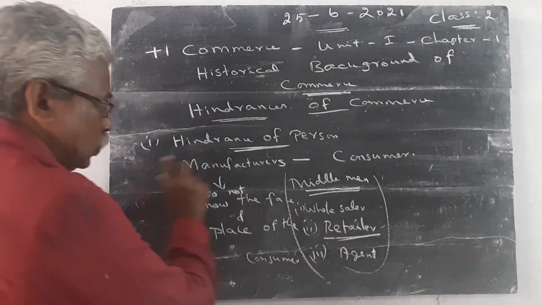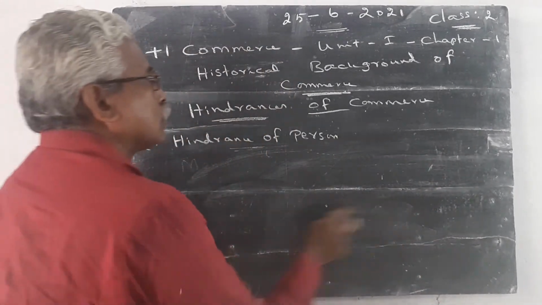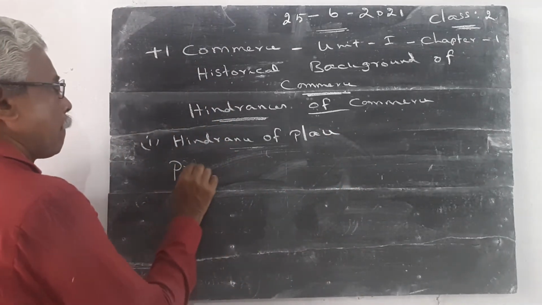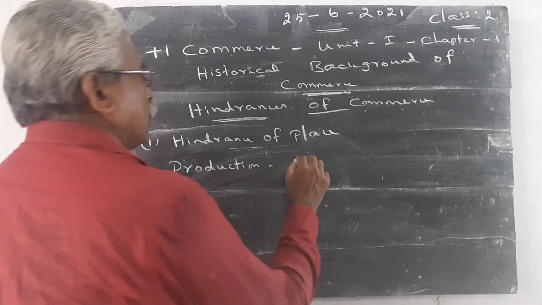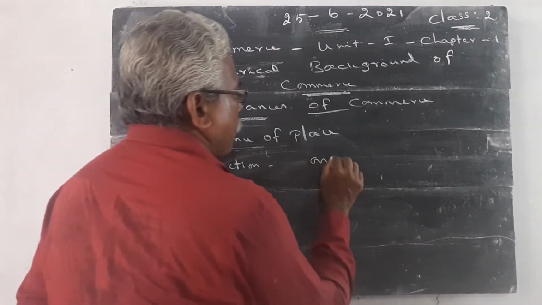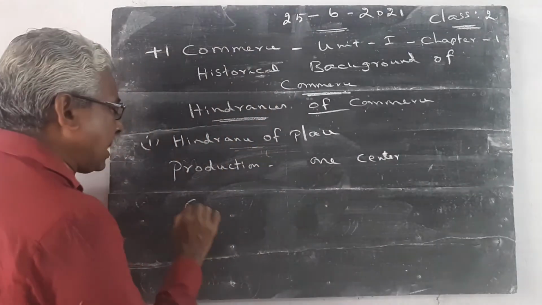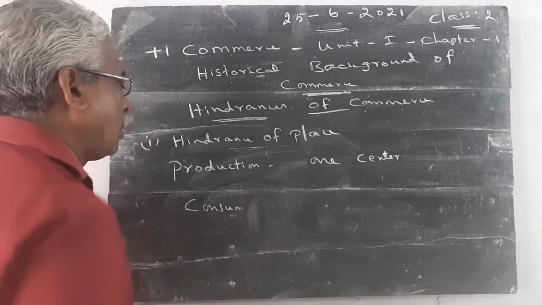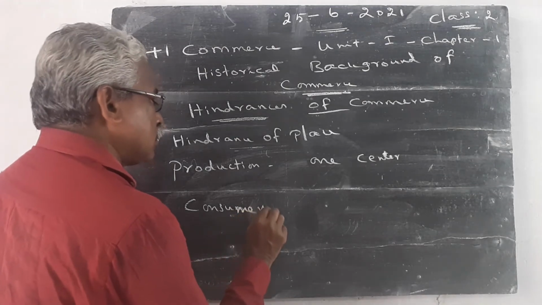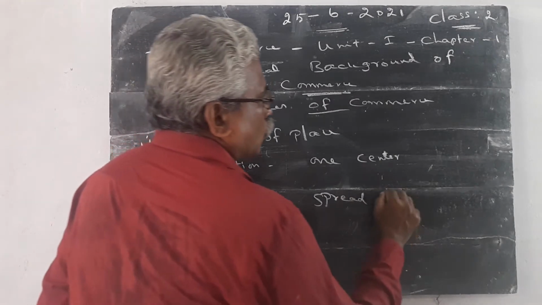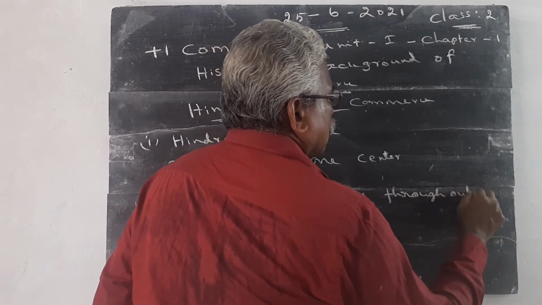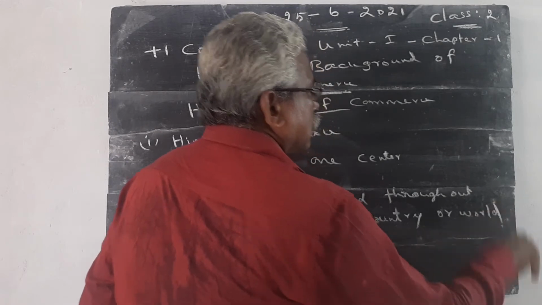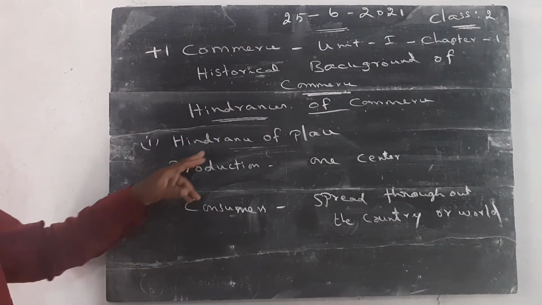Then point number 2, hindrance of place. Production takes place in one center, but the consumers are spread throughout the country or throughout the world. So this difficulty is called hindrance of place.